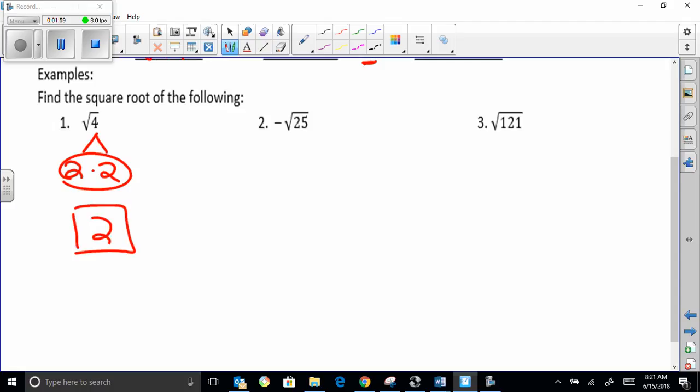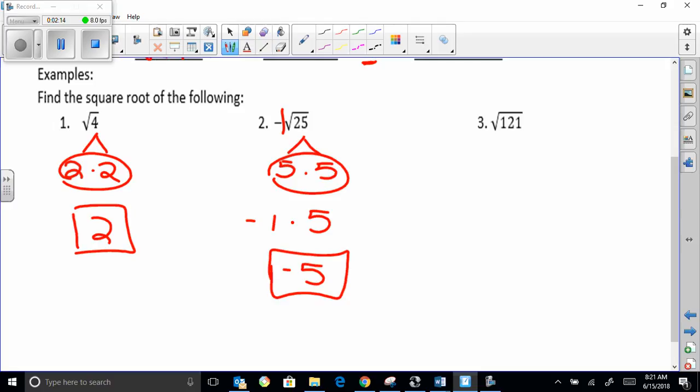The square root of 25: two numbers that multiply together to be 25 are 5 and 5. So this is 5, but there's an invisible negative 1 here. So my answer is actually negative 5. Negative 1 times 5 is negative 5. Then 121: 11 times 11 is 121. So the square root of 121 is 11.